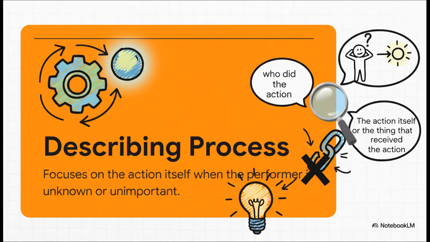Okay, this next one is a fantastic tool that honestly gets a bad rap sometimes, but it is so useful. It's called the passive form, or describing a process, and it lets you completely shift the focus of a sentence. So instead of talking about who did something, you put the spotlight on the action itself.